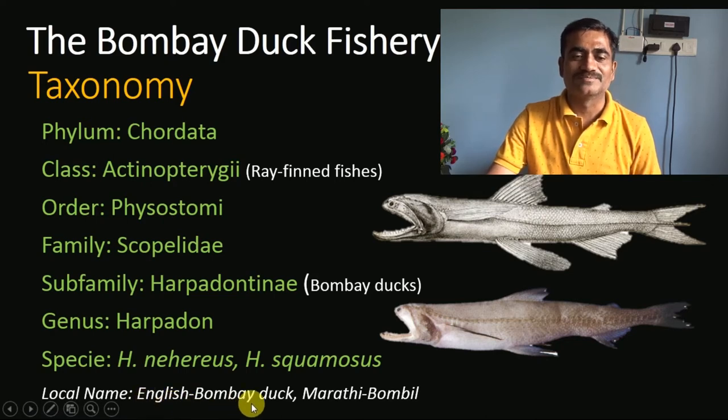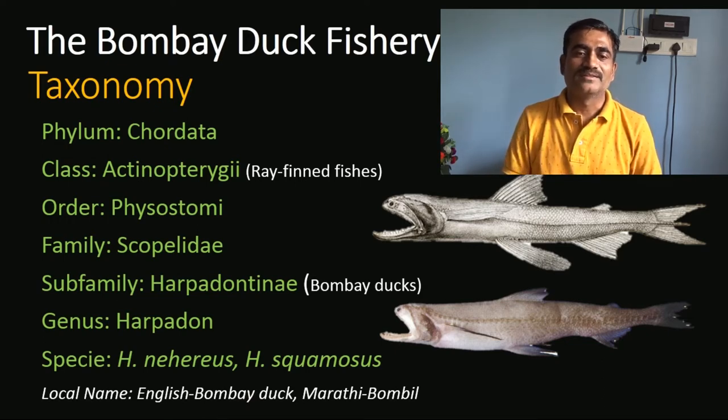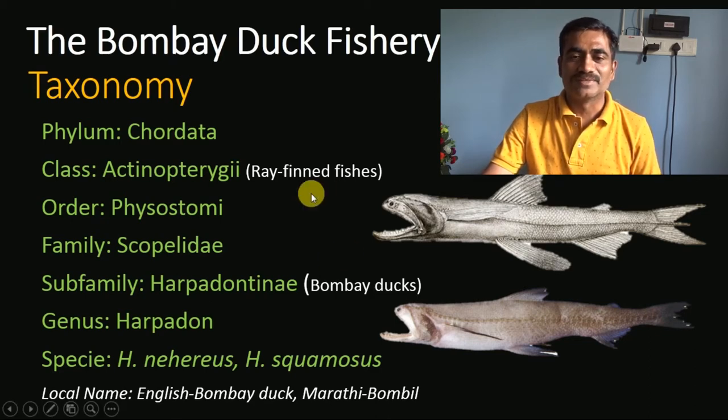The fishery is mostly prominent at Mumbai, which was previously known as Bombay. Hence the fish is also known as the Bombay duck fish. Bombay duck is a fish having no legs, and in Marathi it is called Bombil. This one is the Bombay duck fish, a line diagram of it, and this is the photo of the Bombay duck in fresh condition. It looks like that.